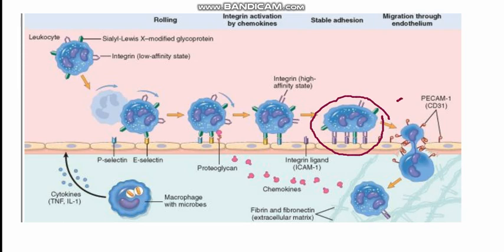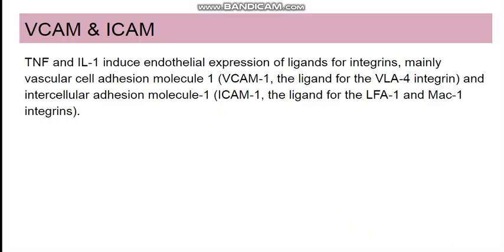Now the next step is migration through the endothelium. This is mediated by some molecule known as VCAM. Okay, before that, sorry, let's discuss the ligand for the integrin also. These molecules bind the integrin. So what are these? This is also important. What are these molecules? They are VCAM and ICAM.